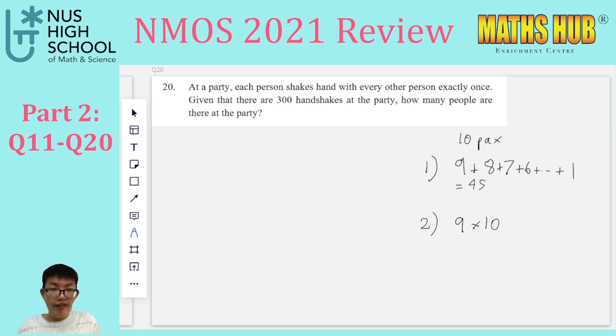But that's not 45, right? That is 90. That's twice of 45. So the reason why it is twice is that every handshake should be counted once, but you counted it twice, because if let's say you have a handshake, the first person counted it in his 9, the second person also counted it in his 9. So in your 90, you counted that handshake 2 times. So we need to divide by 2 to get the same result.